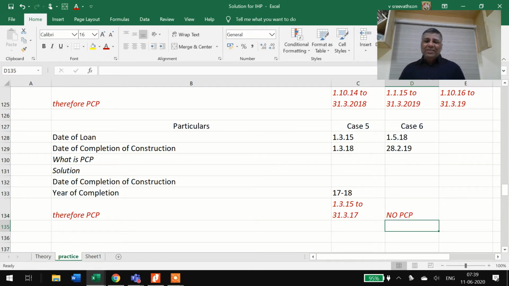There is no pre-construction period when the loan and the construction completion are in the same year. When the loan and construction completion are in the same year, obviously there will be no PCP.